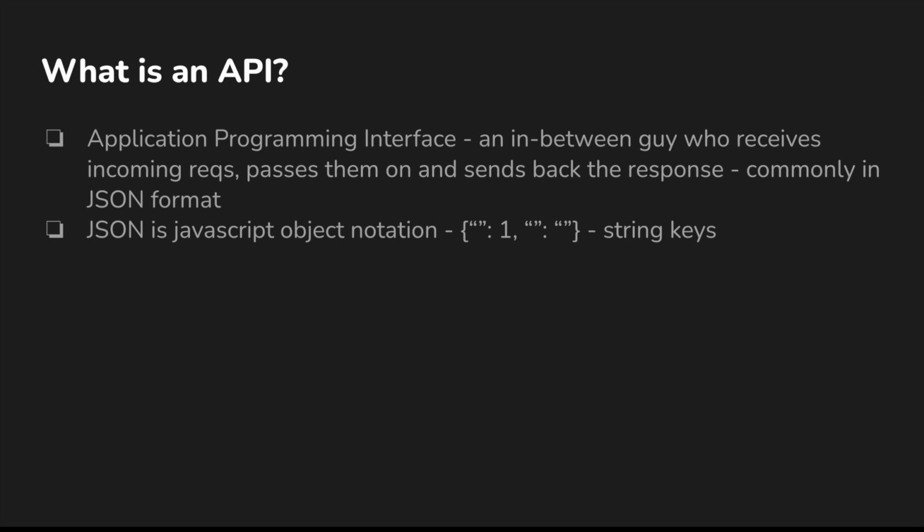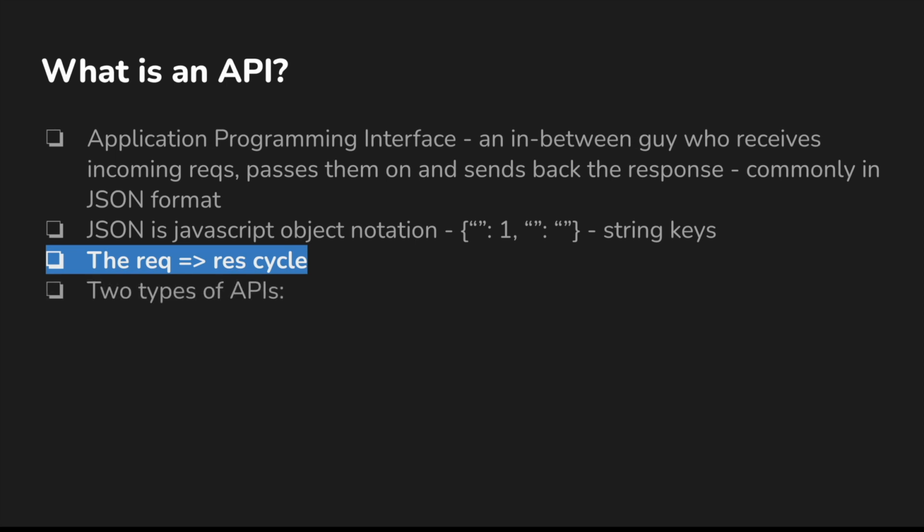JSON format is a JavaScript Object Notation format, which is string keys. It looks like an object, but it's not exactly an object. And this is what creates the request-response cycle, where a computer sends a request. It goes through an API, and the API sends it to the server. The API takes this response and sends it back to the originally requesting computer.